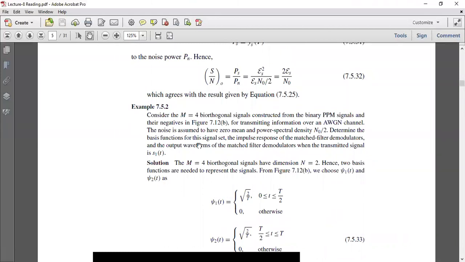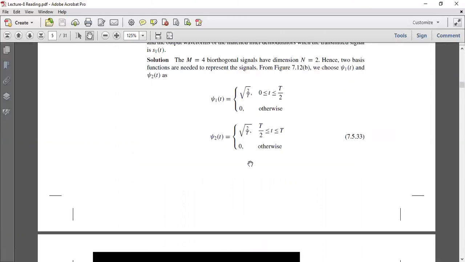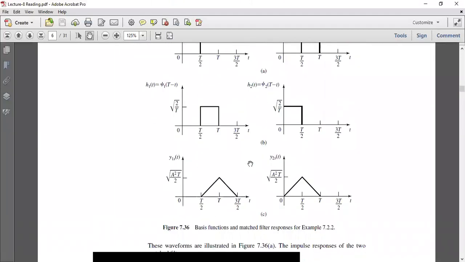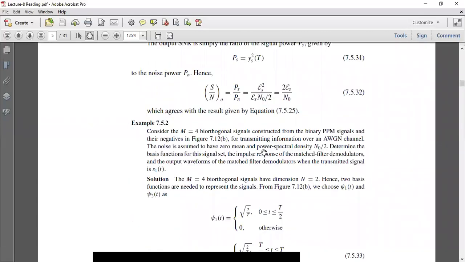Okay. Now we will go through an example of a matched filter. Consider M = 4 biorthogonal signals constructed from the binary PPM (pulse position modulation) signals and their negatives in figure 7.12b. These figures were given previously. You can see what is given in figure 7.12b for transmitting information over an AWGN channel. The noise is assumed to have zero mean and power spectral density N0/2. Determine the basis function for this signal set, the impulse response of the matched filter demodulator, and the output waveforms of the matched filter demodulator when the transmitted signal is s1.